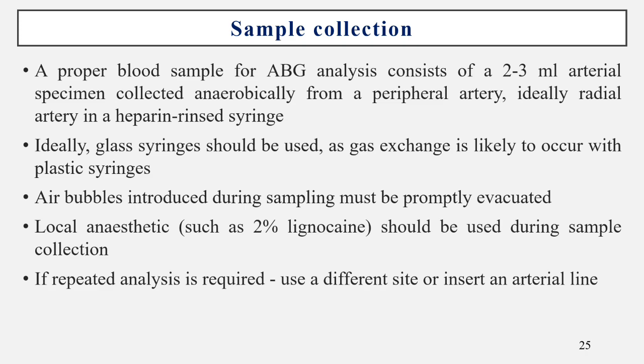For ABG we are collecting an arterial sample, ideally from the radial artery, in a heparin-rinsed glass syringe, as gas exchange is likely to occur with plastic syringes. Air bubbles introduced during sampling must be promptly evacuated, and local anesthesia should be used during sample collection. If repeated analysis is required, use a different site or insert an arterial line.